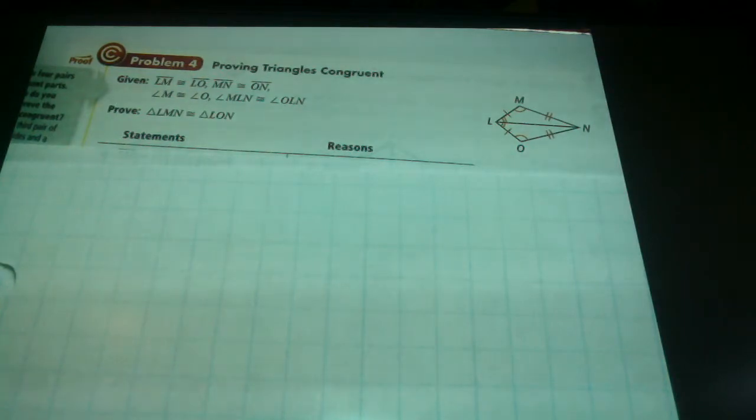While you're waiting for everybody to finish, I want you to be thinking, what have they given you? What do you need to prove that those triangles are congruent? So do some pre-proof planning yourself. What have they given you? What do you need? And then once you figure out what you need, how can you do that?